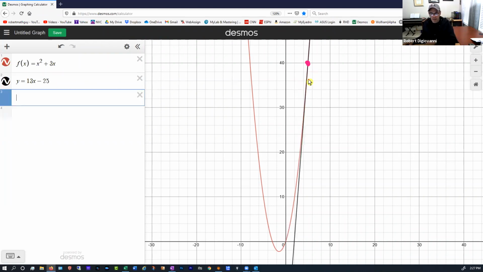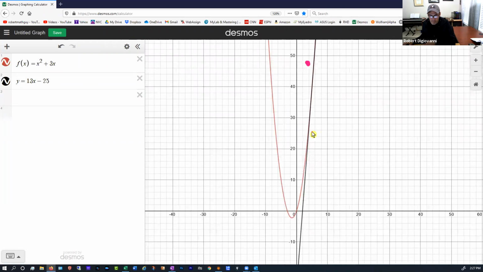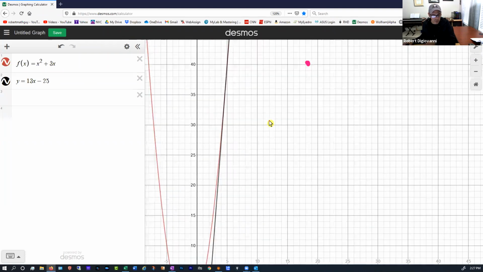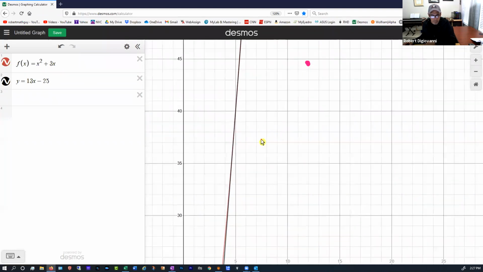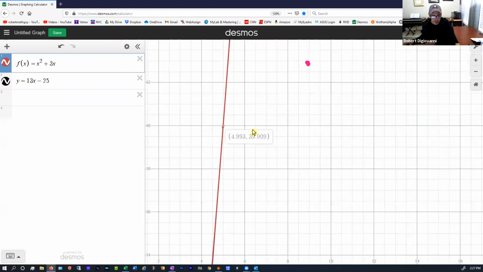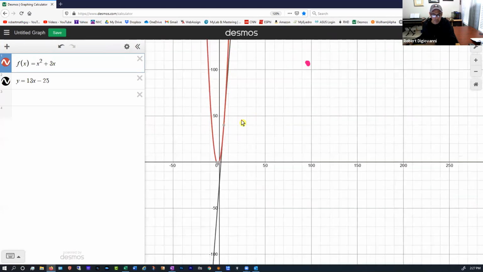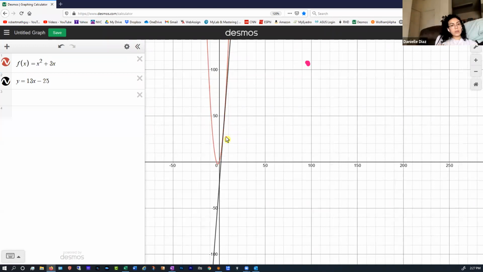I just typed that into the computer, and can y'all see that we got the right answer? Can y'all see that that line goes through the point? It's hard to see, but it goes through the point 5, 40, and it's tangent to that curve. Are you convinced? Yes.